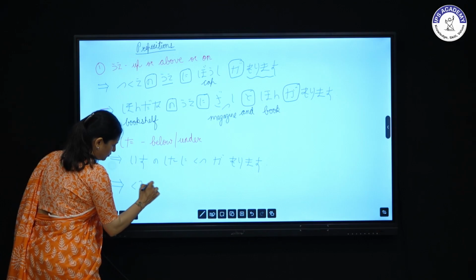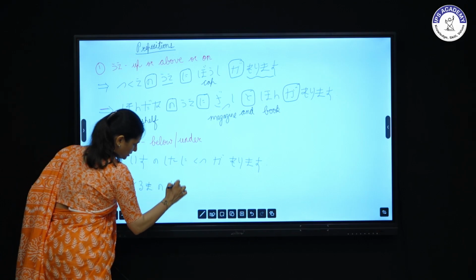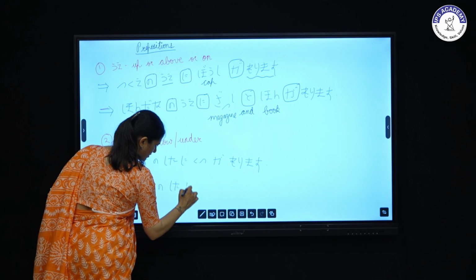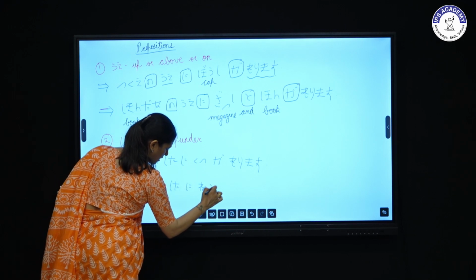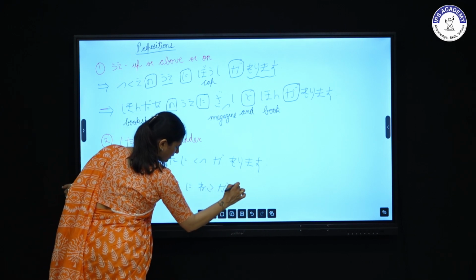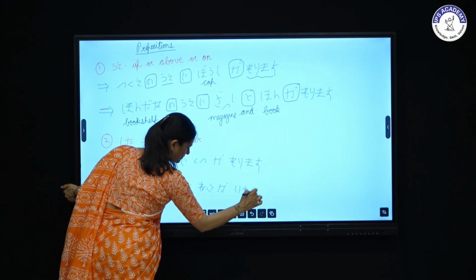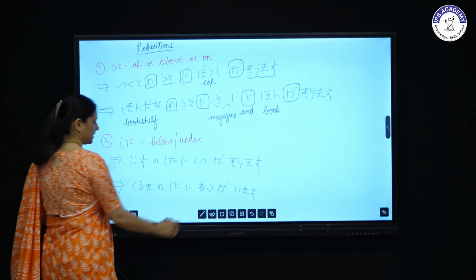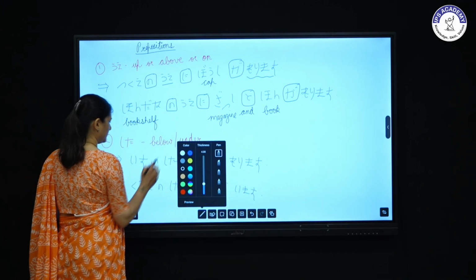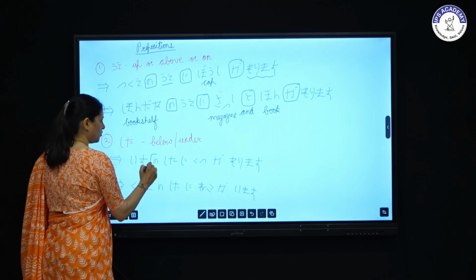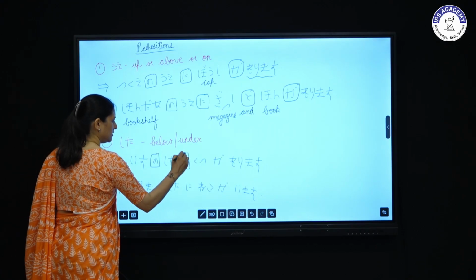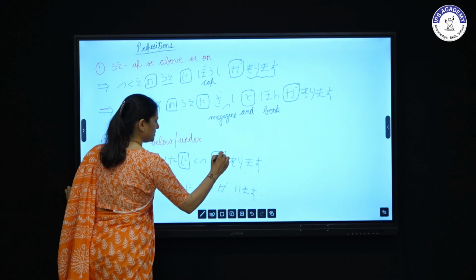Second one. Kuruma no shita ni neko ga imasu. Okay. Isu no shita ni kutsu ga arimasu.